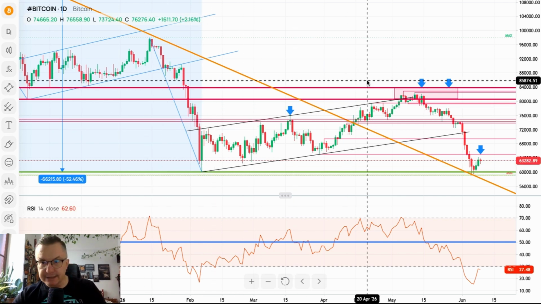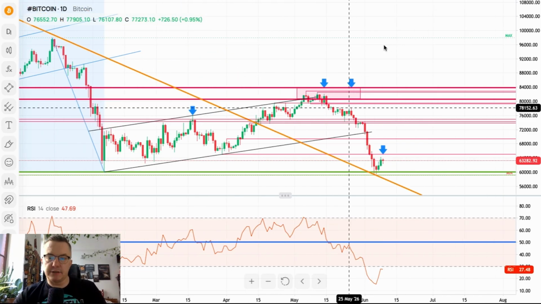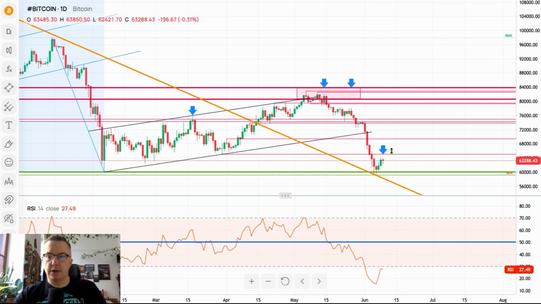If bears win the battle of $60,000, the next target is roughly around $53,000, $54,000. So $7,000 lower. So please stay focused, stay vigilant, keep an eye on the current situation here. We will see how this will go very soon, I think.